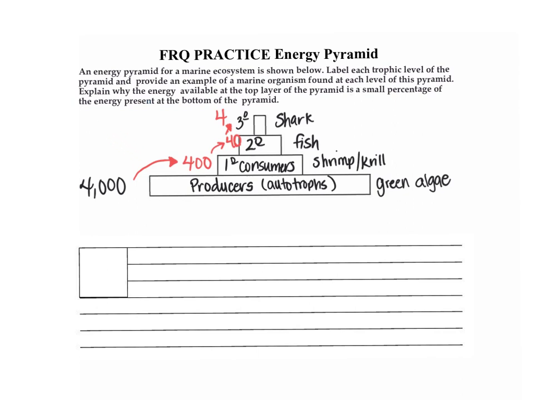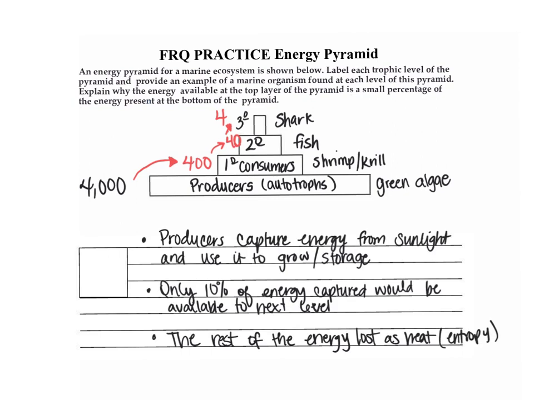So in your written responses, we would be looking for something like this, or something that included the following bullets. So we would be looking for the idea that the producers are capturing that free energy from sunlight. Now they need to use some of that energy to grow, or if there's excess free energy, they can also use it for storage. Only 10% of the energy captured would be available to the next level, so you would see it getting progressively smaller and smaller.